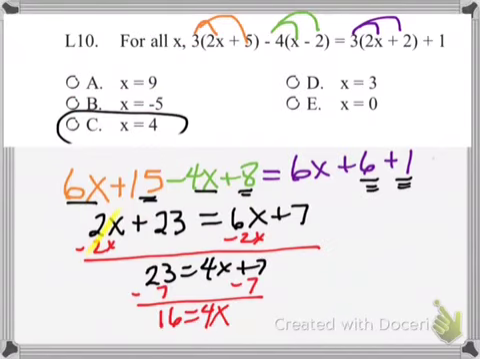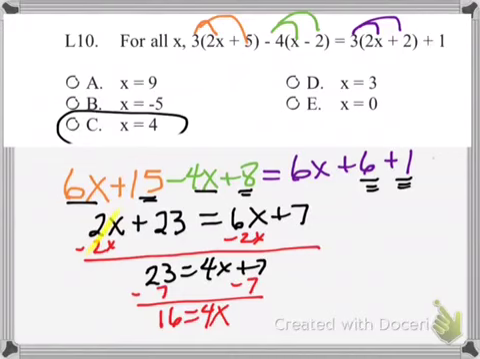And number 10, for all x, 3 times 2x plus 5 minus 4 times x minus 2 equals 3 times 2x plus 2 plus 1. So I showed distributing the 3 with the orange lines, and that gave me 6x plus 15. I showed distributing my negative 4 with the green lines, and that gave me negative 4x plus 8. I showed distributing the 3 with the purple lines, and that gave me 6x plus 6, and I added my plus 1.